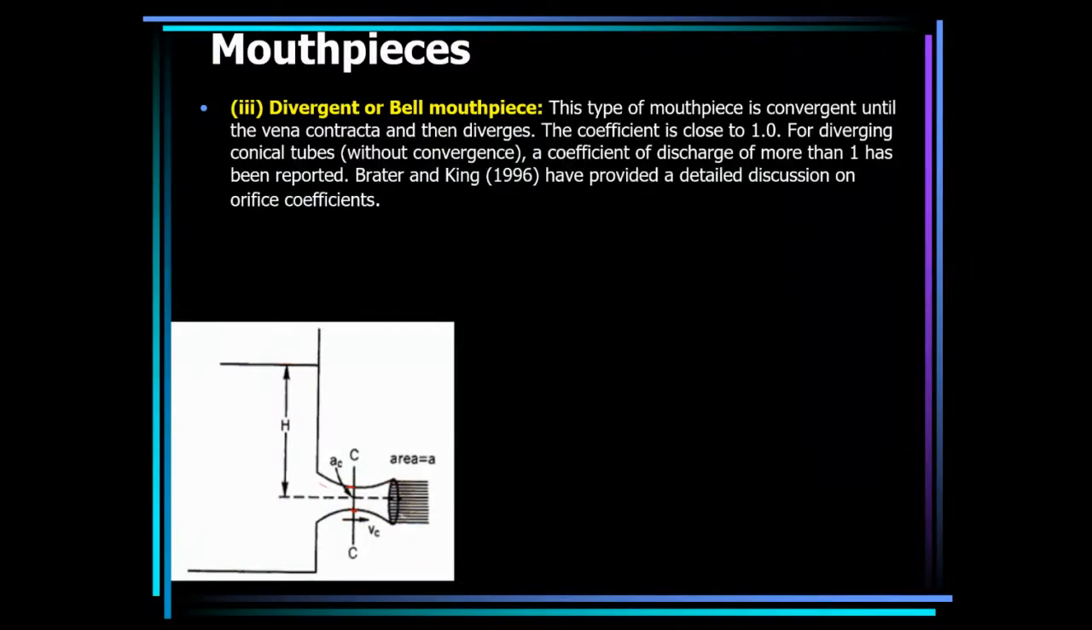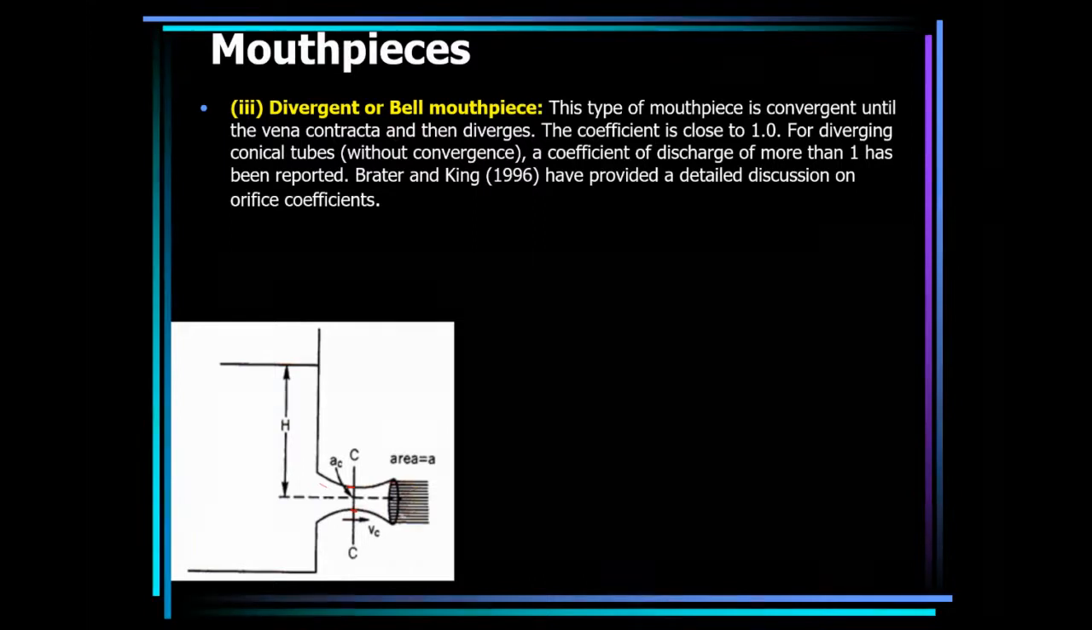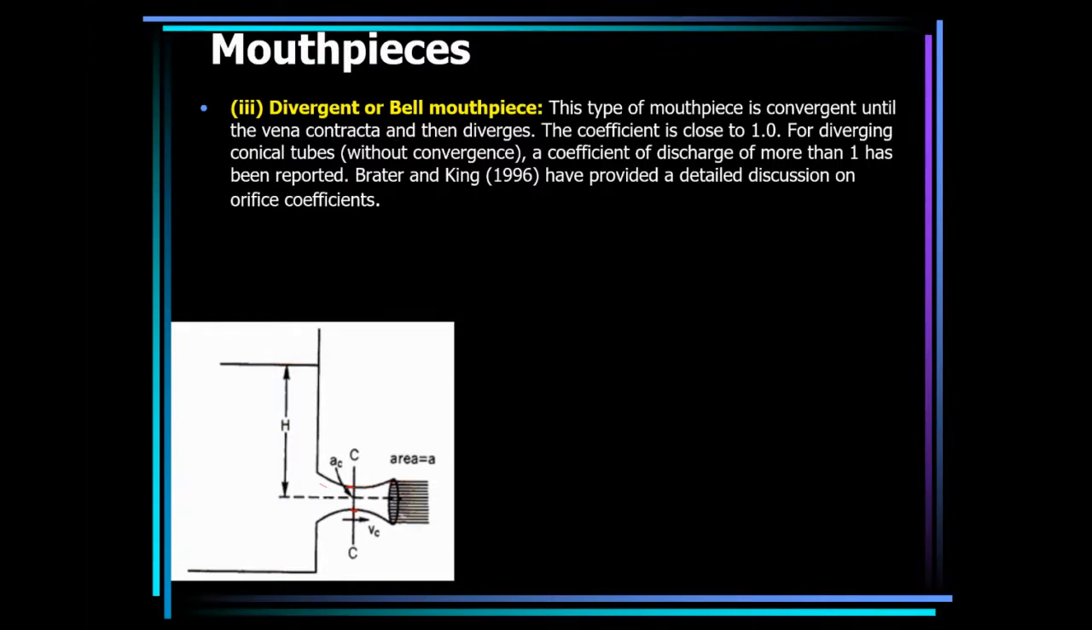For divergent conical tubes, a coefficient of discharge of more than 1 has been reported. Okay, that is for conical tubes. Although hardly do you find the coefficient of discharge becoming more than 1. Okay, Bett and Kane have provided a detailed discussion on orifice coefficients. So you can see here, this is the vena contracta. Okay, it contracts and then it diverges at the end.